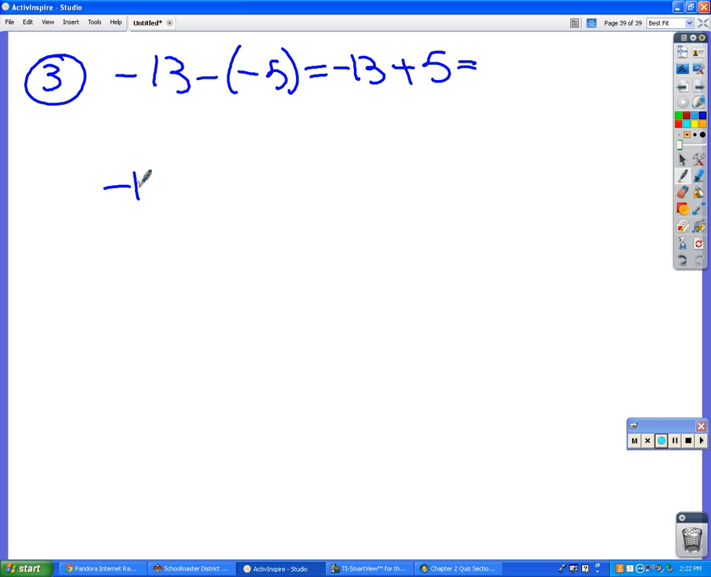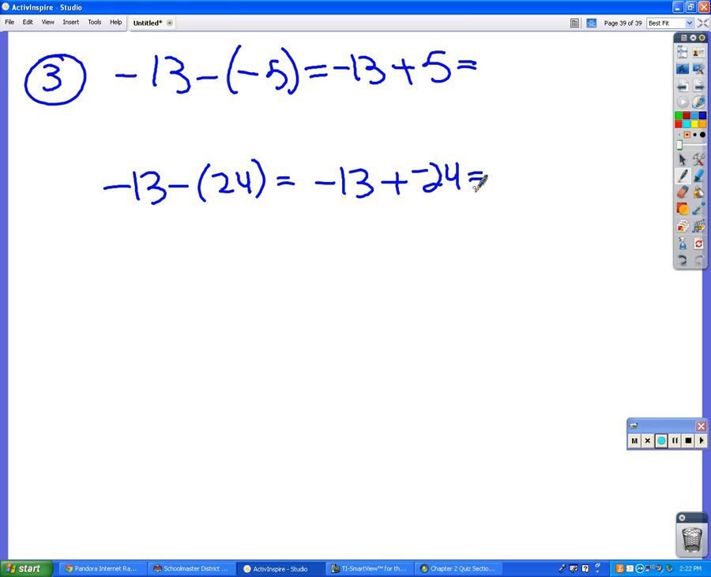So if I went -13 minus 24, then the -13 stays as a -13. Instead of being a subtraction problem, we change it to an addition problem. And this is no longer +24, now it's -24. Oh, well, you changed it up there.